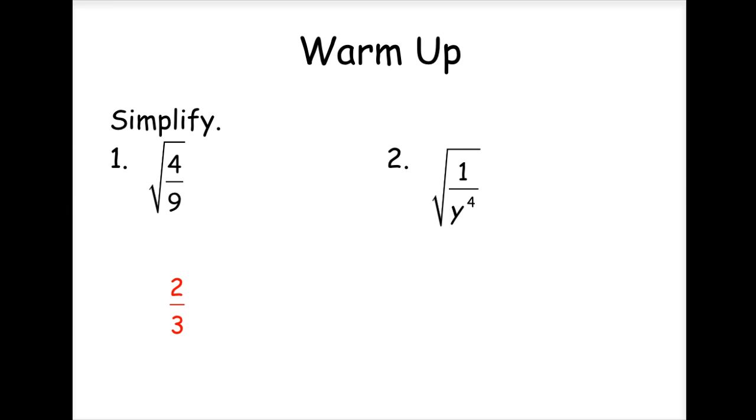This one's pretty easy. The square root of 4 is 2, square root of 9 is 3. And over here, square root of 1 is 1, and the square root of y to the 4th, if you have 4 of them and you want to know how many groups of 2 you have, well, you've got 2 groups of 2.